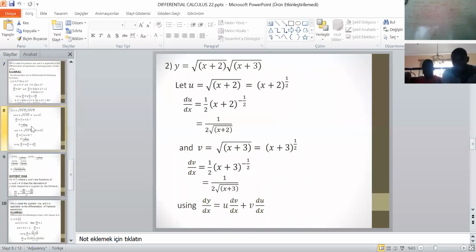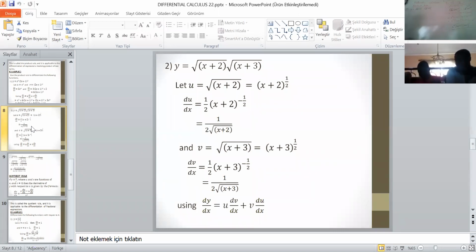Okay, that's example number 2 under product rule. You learn mathematics by solving questions. That's why we are given enough examples, so that by the time you solve questions on your own, you have examples to follow. So example number 2, you are given y equals the square root of x plus 2, times the square root of x plus 3.